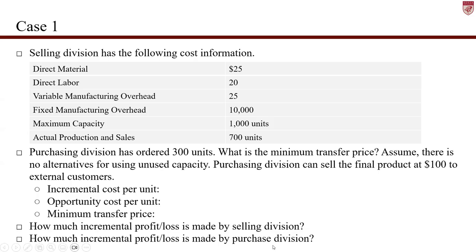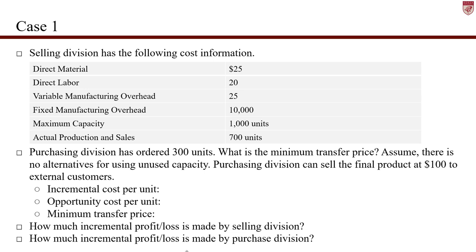Alright, so let us first look at the first case. The selling division has the following cost information. Direct material $25, direct labor cost $20, variable manufacturing overhead of $25, fixed MOH $10,000, the maximum capacity of the selling division 1,000 units, actual production and sales of 700 units. So this means that the unused capacity for the selling division is currently 300 units.